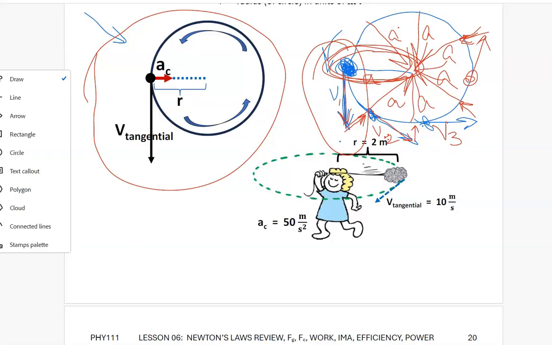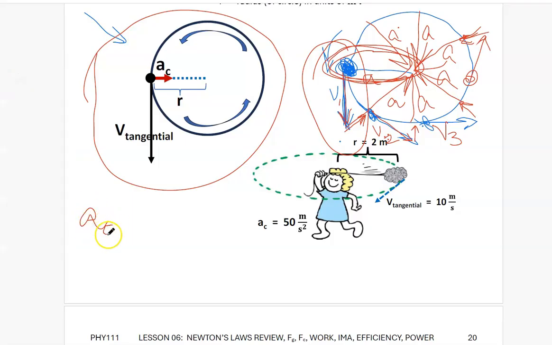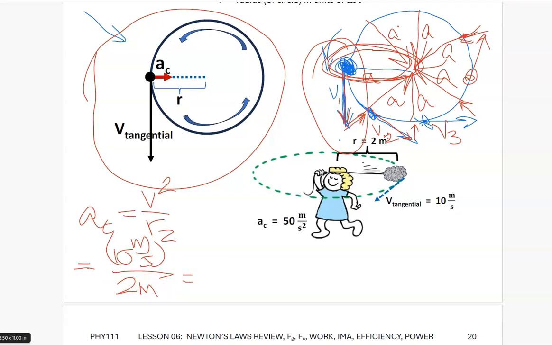Well, when we plug that into our formula for centripetal acceleration of v squared divided by r, we get velocity squared, which is 10 meters per second, and we have to square that value, and then we're going to divide that by the radius, which is 2 meters. Well, the quantity 10 meters per second squared is 100, and then we have to square the units as well, meters squared per second squared, and then we divide all that by 2 meters.